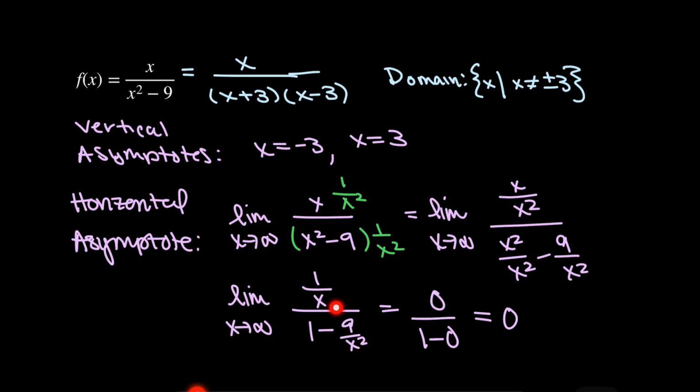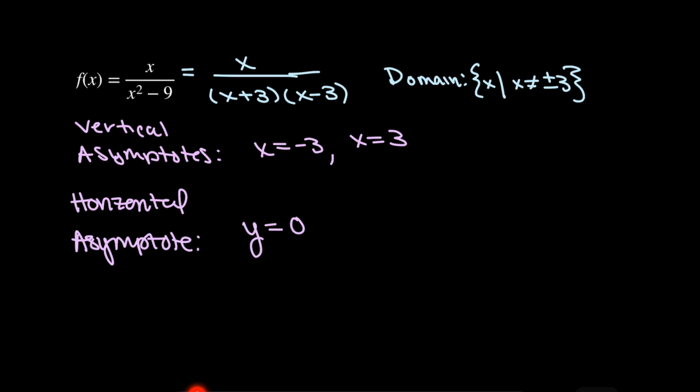Finally, I plug the infinity in. And anytime we have a finite number divided by infinity, that's going to go to 0. So I'm left with 0 divided by 1 minus 0. And 0 divided by 1 is 0. That means the horizontal asymptote is y equals 0. All right, now we are ready to analyze our derivatives.